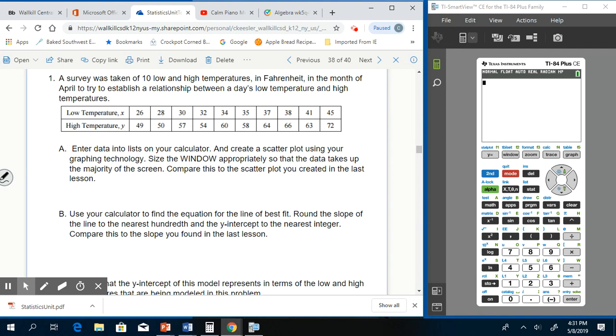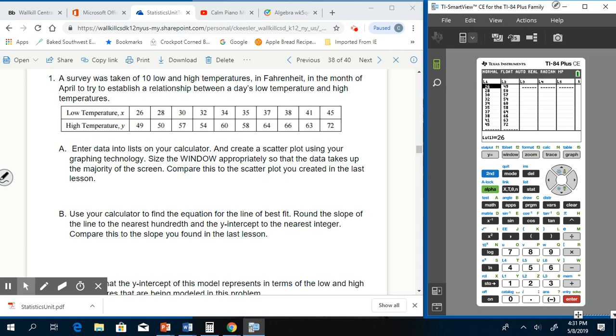So using the same set of data that we had from yesterday, we're going to have our calculator graph the scatter plot for us. So for part A, it says enter the data into lists on your calculator and create a scatter plot using your graphing technology. So just like you used to do, we're going to go into Stat and Edit and pull up our table. So I already have all the data points in there. So you can pause the video now and enter all those points in, your X values for L1, your Y values for L2, making sure they match up along the way.